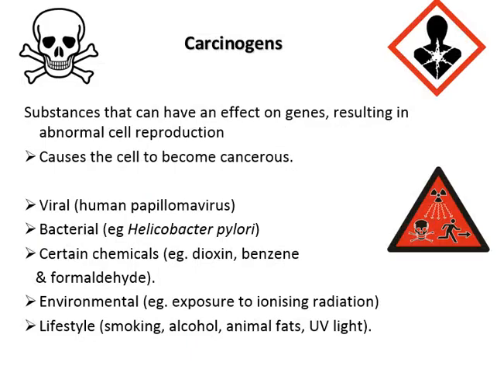In the last couple of slides, I'll just finish up with some basic terminology. The term carcinogens you may have heard of. These are substances that can have an effect on the genes, resulting in abnormal cell production, and they can lead to the appearance of cancers. Carcinogens include certain viruses, bacteria, many chemicals. Environmental carcinogens include things such as ionizing radiation, and there are many lifestyle issues too which are able to promote the formation of cancers. Smoking, obesity, alcohol, animal fats, UV light are just some of them.